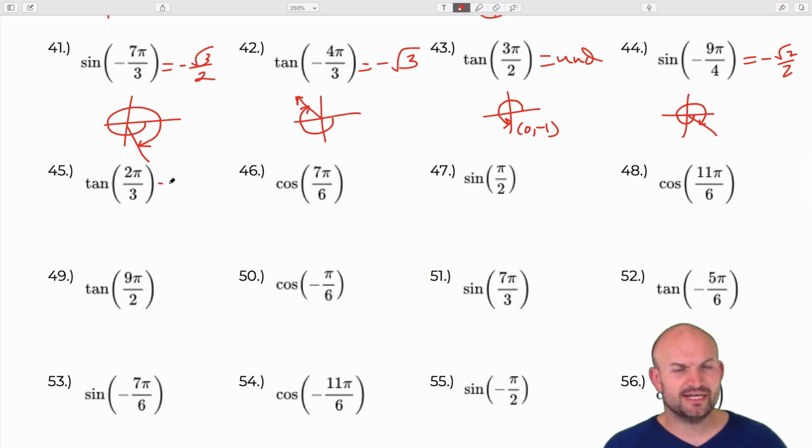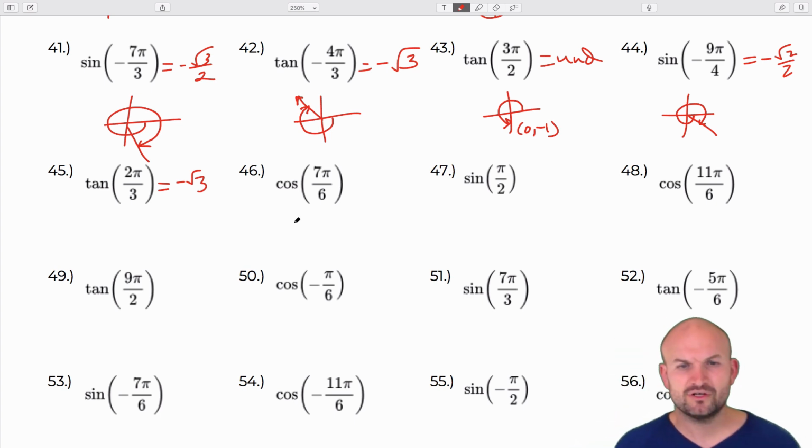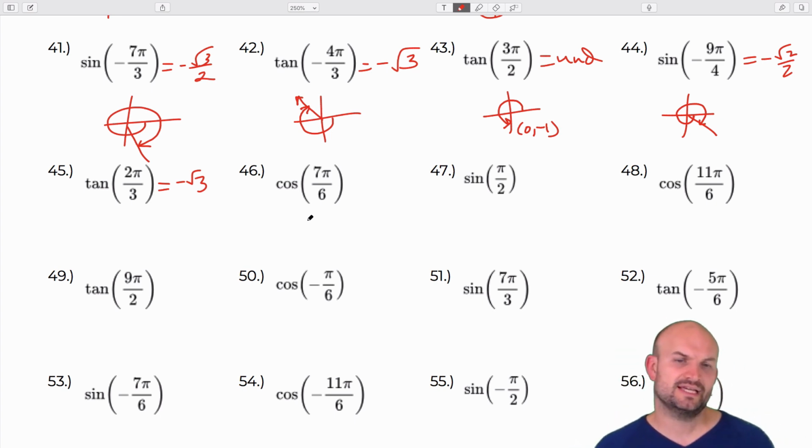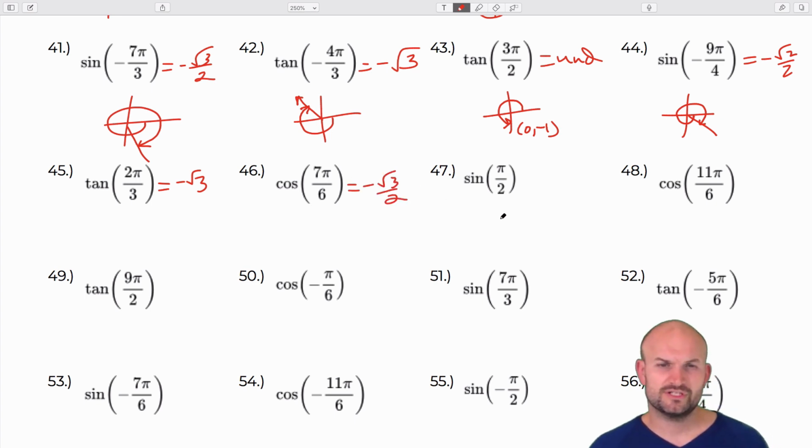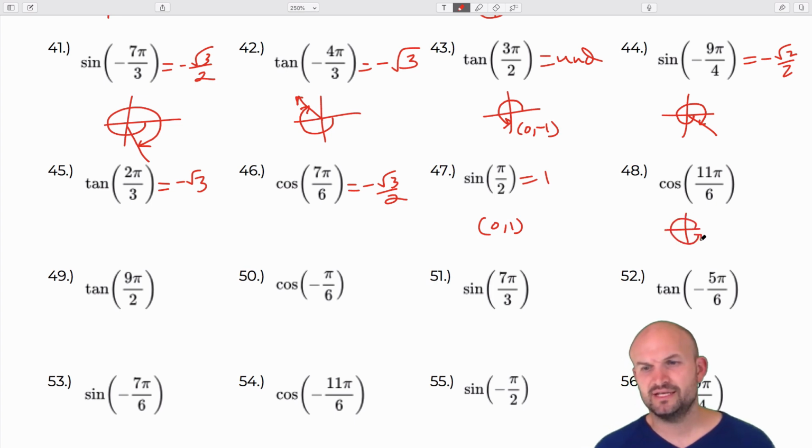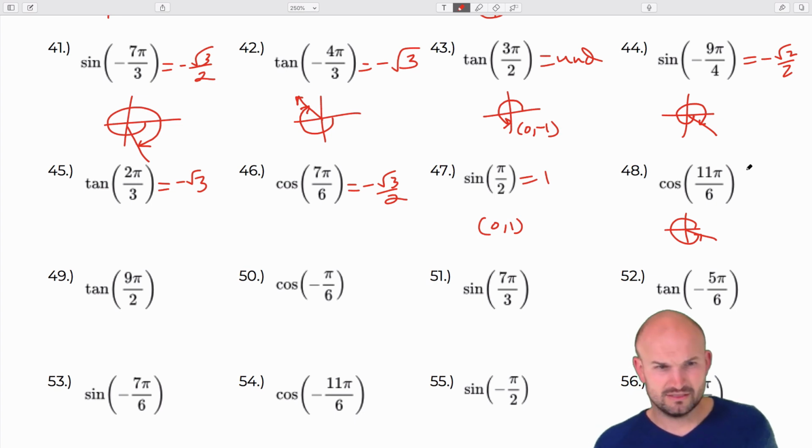2 pi over 3 is reference angle of pi over 3, and that's in the second quadrant, so that's negative. 7 pi over 6, reference angle pi over 6, and that's in the third quadrant, so that's going to be negative, so therefore negative square root of 3 over 2. Sine of pi halves, that's going to be the coordinate point 0, 1, so that's 1. 11 pi over 6, let's see here, that's going to be in the fourth quadrant, so that's pi over 6, cosine of pi over 6. Yeah, that's square root of 3 over 2, and that's positive.